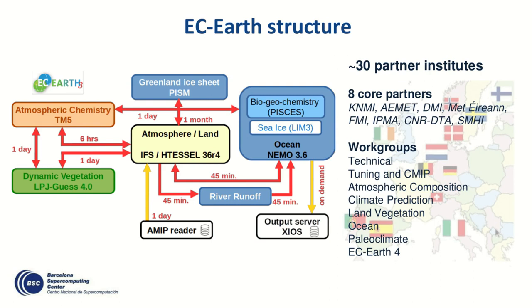And all of these studies that we do to increase the efficiency and to improve the models are, of course, gaining in complexity, because you have to work on several components at the same time, but also on the integration of those components together. And it's important to say that this EC-Earth system, as I was saying, is a community model. It's a community modeling framework in Europe for this coupled system. And it has more than 30 partner institutes, of which 8 are core partners, those in the list.